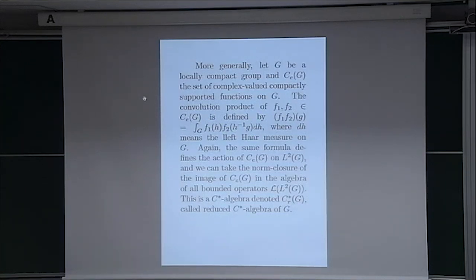So the C-star algebra, which is the closure of this convolution algebra acting on L2, will be called the reduced C-star algebra. Actually, there is a bigger algebra which is called the full C-star algebra, but we'll need only this one, and this will be denoted like this, C-star reduced of G.